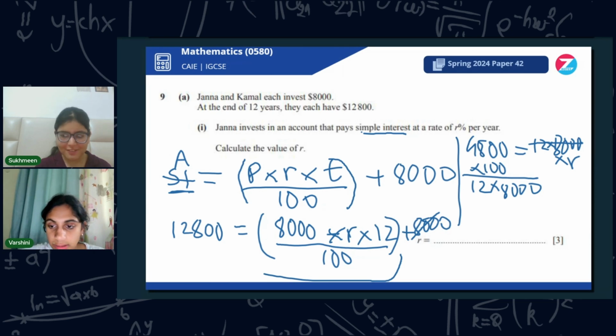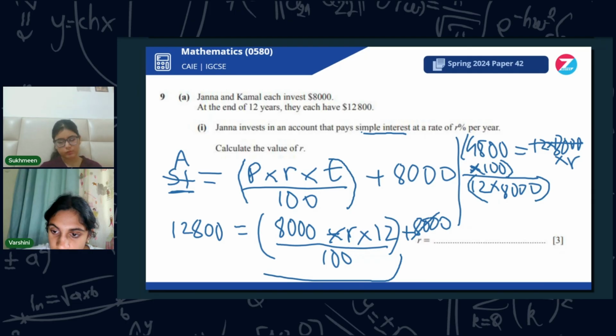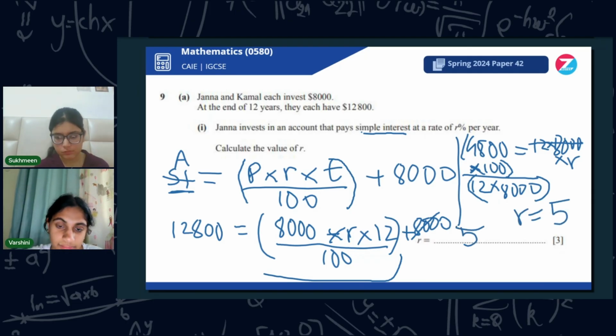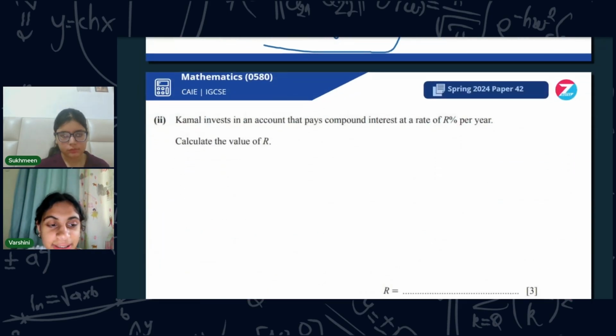Please be careful with the number of zeros also. Sometimes you forget to plug them in, like there are 5 zeros and you plug in four. Make sure you count all your zeros and don't forget the brackets. After this, you should get 5. So we have r equals 5. Okay, to the next question.